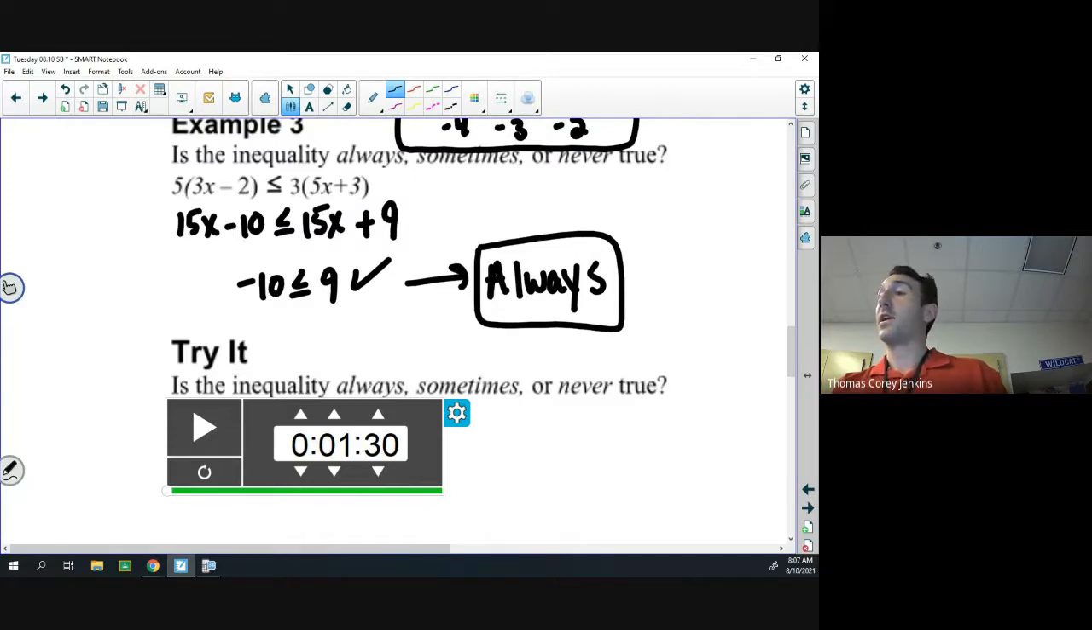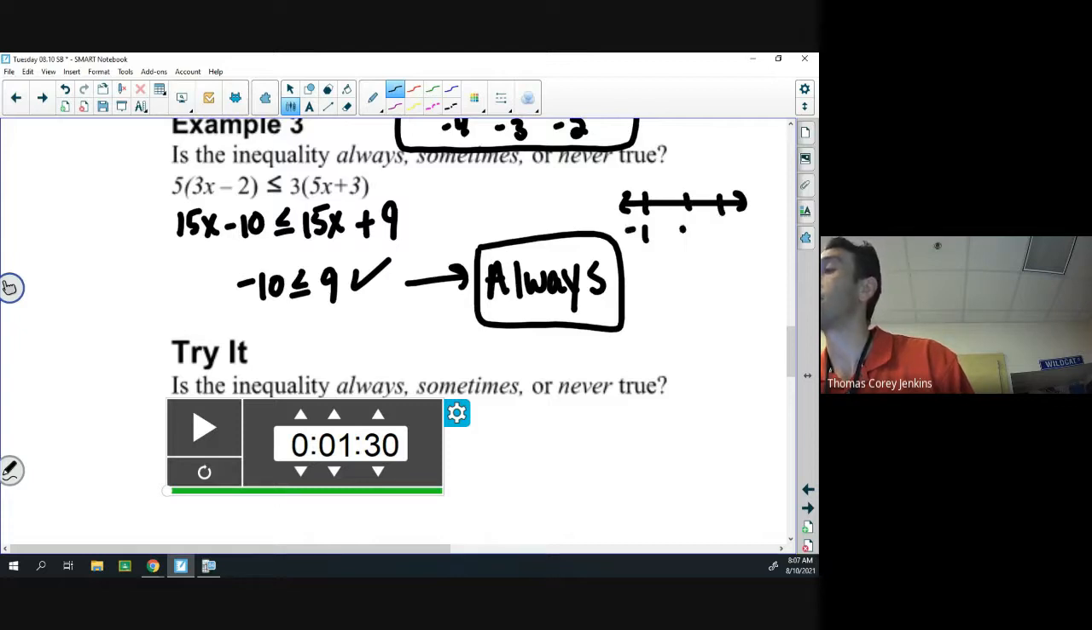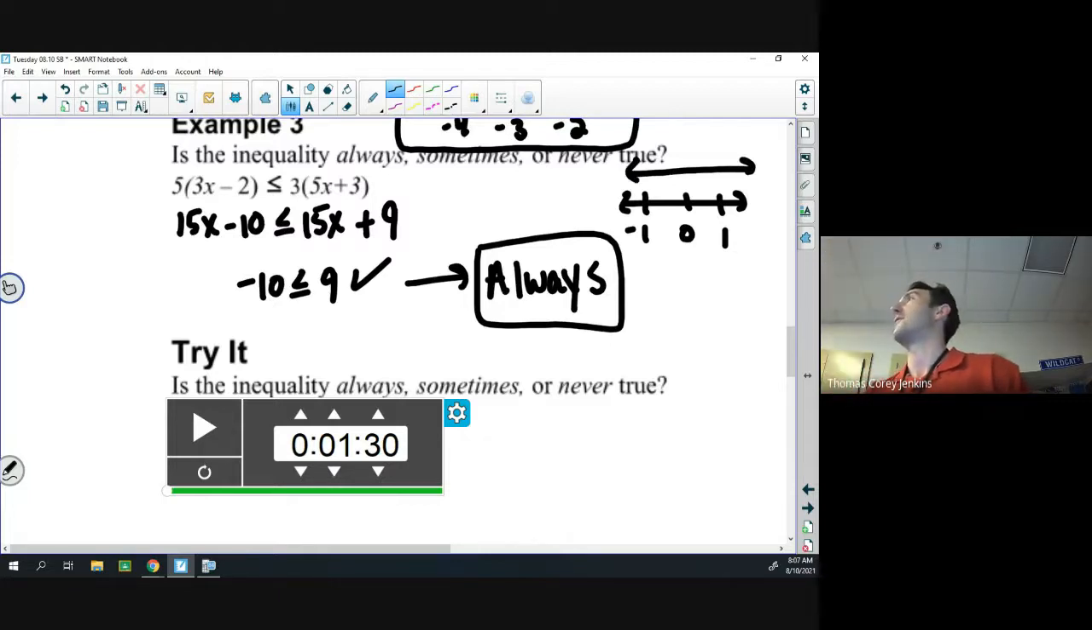So if you were ever asked to graph this one, you could graph any part of the number line and just put arrows going both ways, right? That's how we would show that. It's the whole number line. No matter what you plug in, you're going to get a true statement. Okay. So any questions about that?